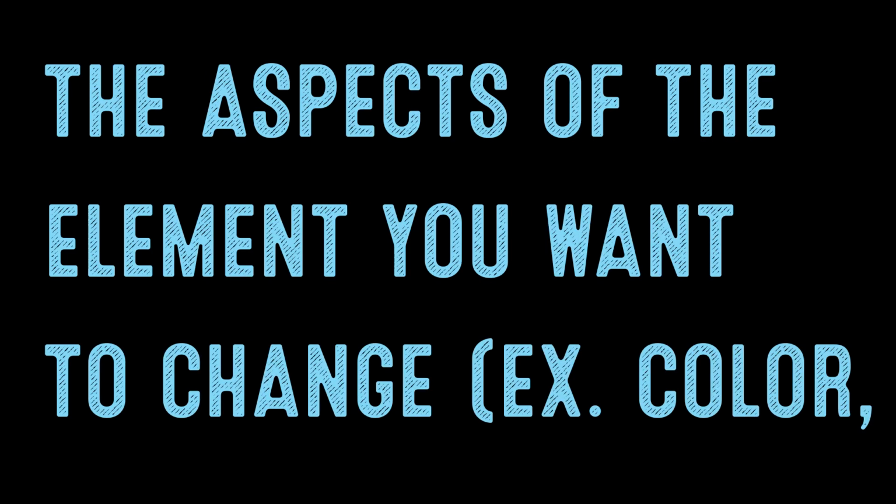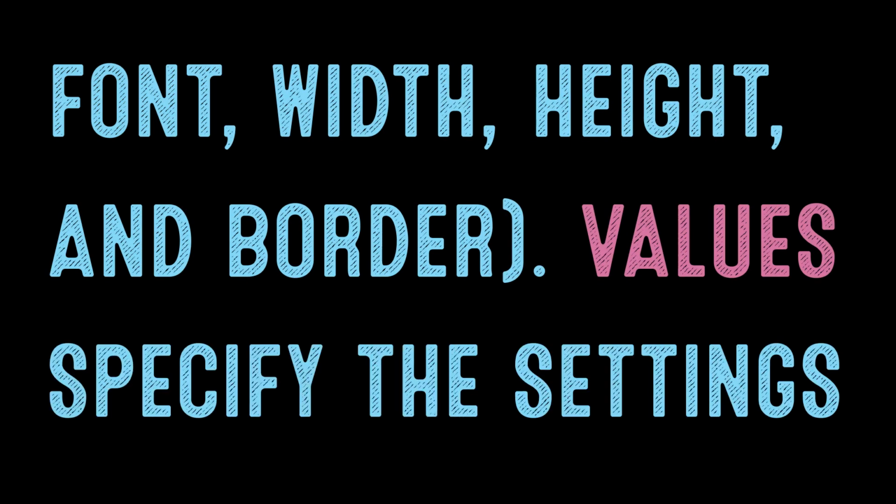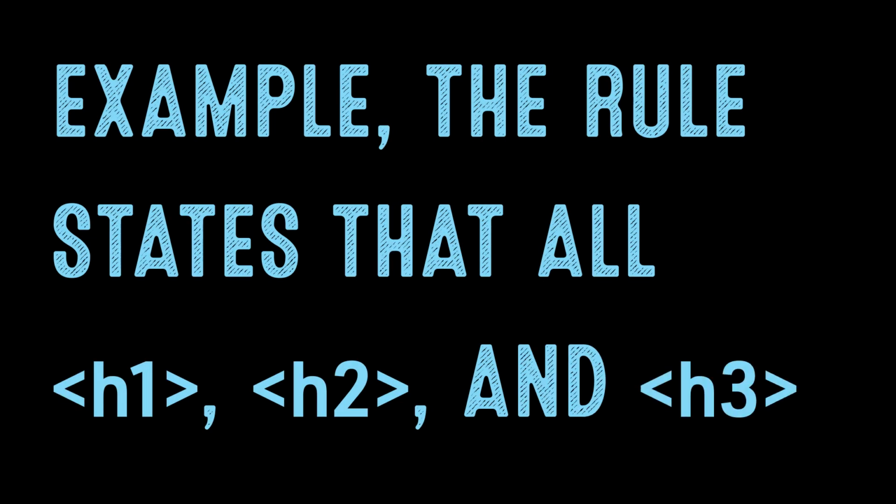Properties indicate the aspects of the element you want to change. Example, color, font, width, height, and border. Values specify the settings you want to use for the chosen properties. In this example, the rule states that all H1, H2, and H3 elements should be shown in the Helvetica typeface in a blue color.